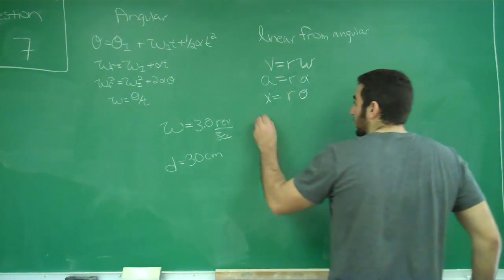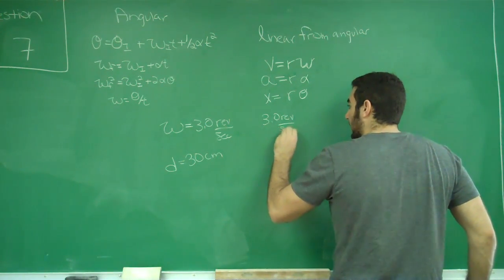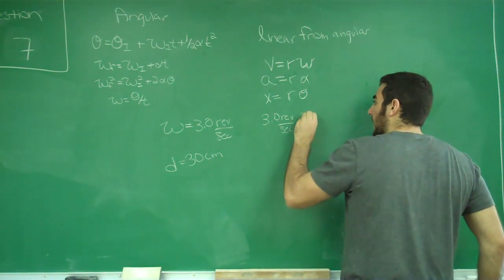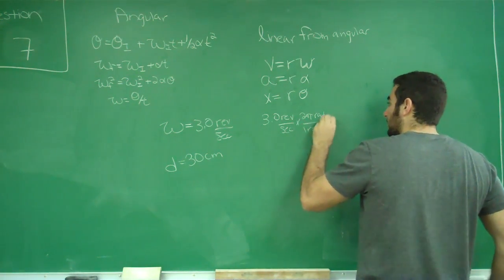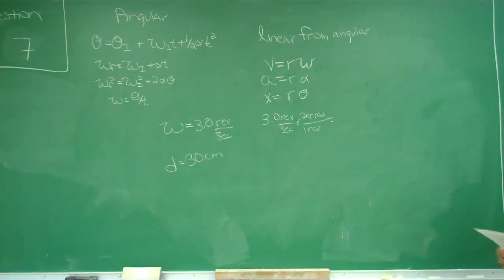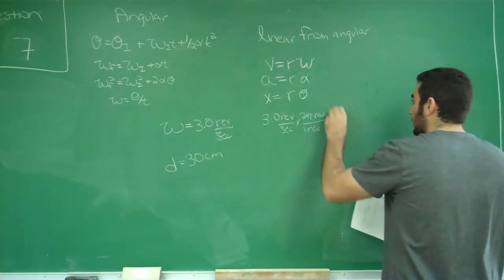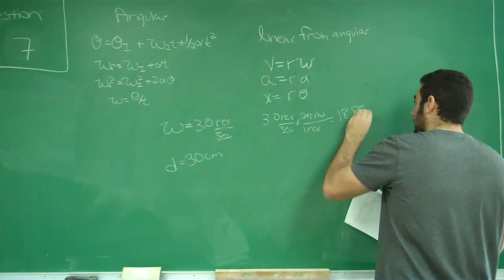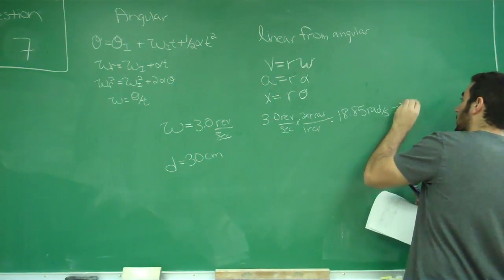Angular acceleration has to be radians per second squared. So initially we have to convert and say 3.0 revolutions per second times 2 pi radians per 1 revolution. And this gives an angular velocity of 18.85 radians per second. So this is W, or omega.